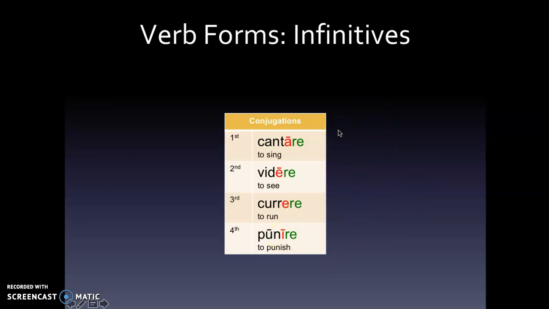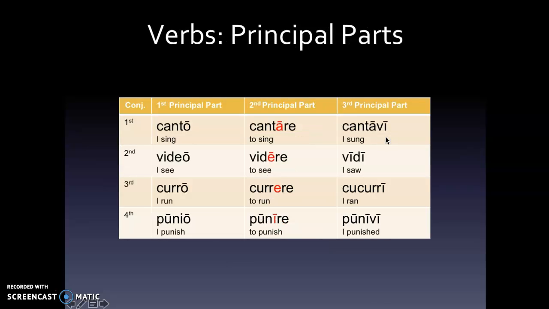They are the most generic form of a verb. They cannot stand alone in a sentence like a verb can. So we always translate them with the "to" form: to sing, to see, to run, to punish. And on that note, the infinitive is the second principal part. So now we have 3 principal parts.